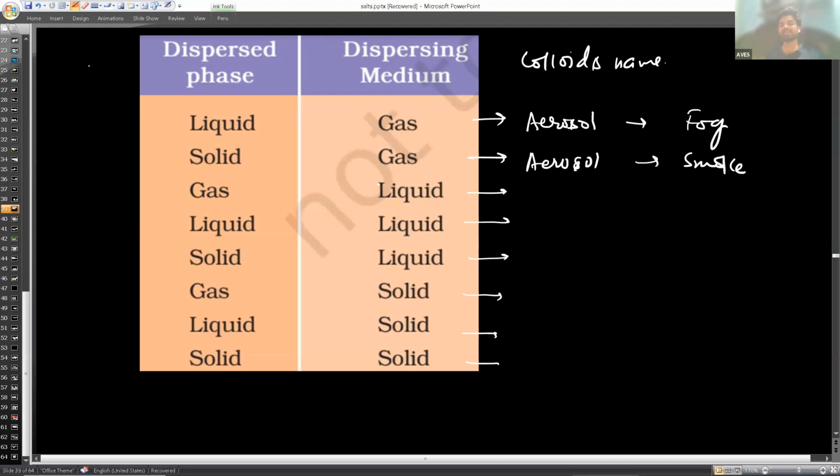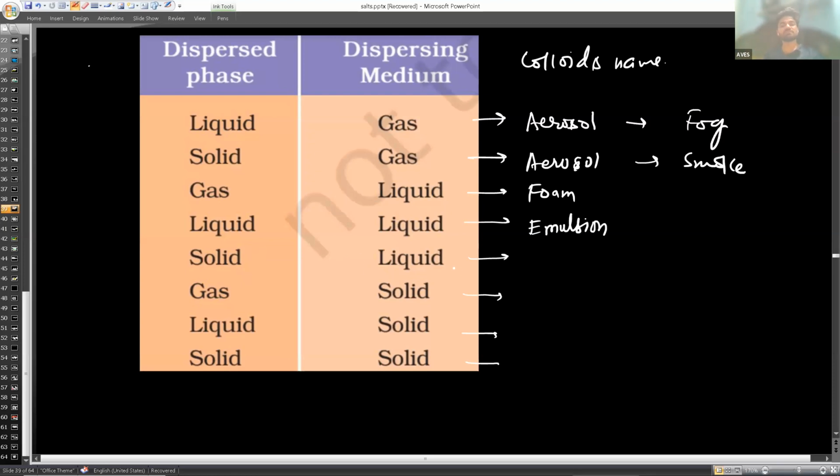Okay. Gas plus liquid is foam. Liquid plus liquid is emulsion. Solid plus liquid is sol.